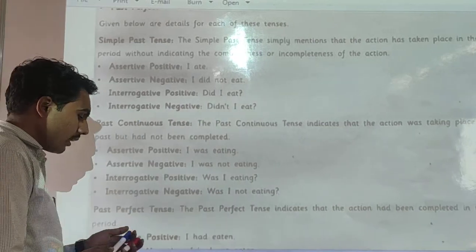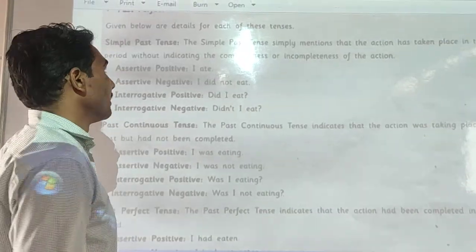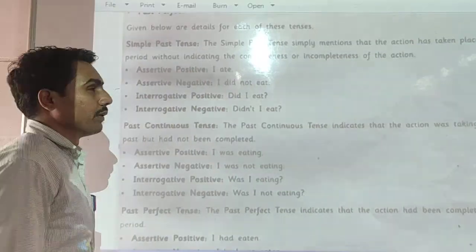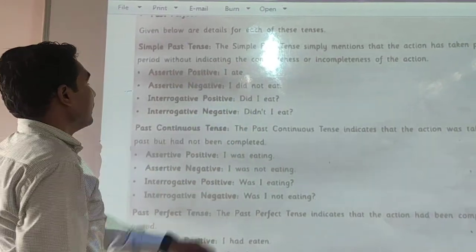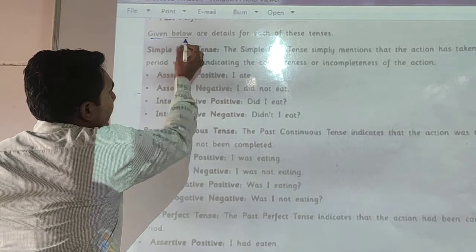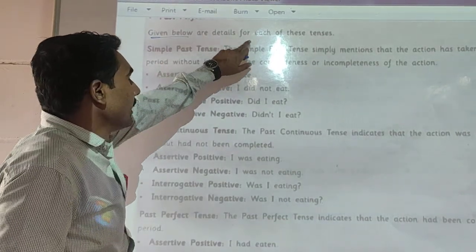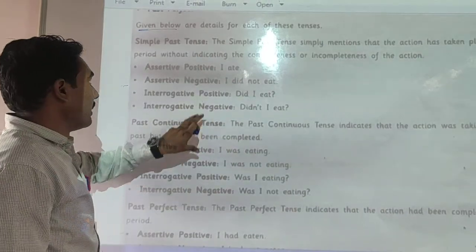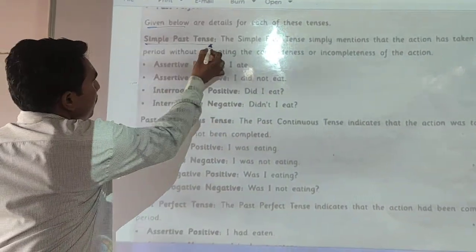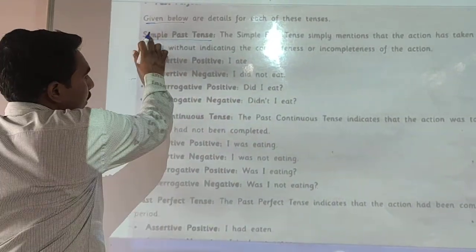Today we are going to learn the remaining part of past tense, okay? That is that topic. Today we are going to learn the subkinds of past tense. Look here, dear students, given below are details for each of the tenses. That means here are 4 kinds of the past tense. Look here, simple past tense. The first one is simple past tense.